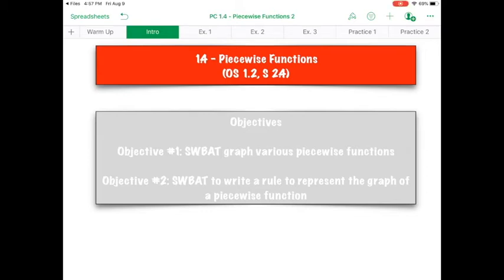In this lesson, we're going to be looking at some very unique types of functions known as piecewise functions. We're going to look at how we can graph piecewise functions. To do so, it's going to require us to be very strong with the parent functions that we put into our library in our previous section. And then we're also going to be able to write a rule that represents the graph of a piecewise function. Essentially, given the graph, can you write an equation to match it?